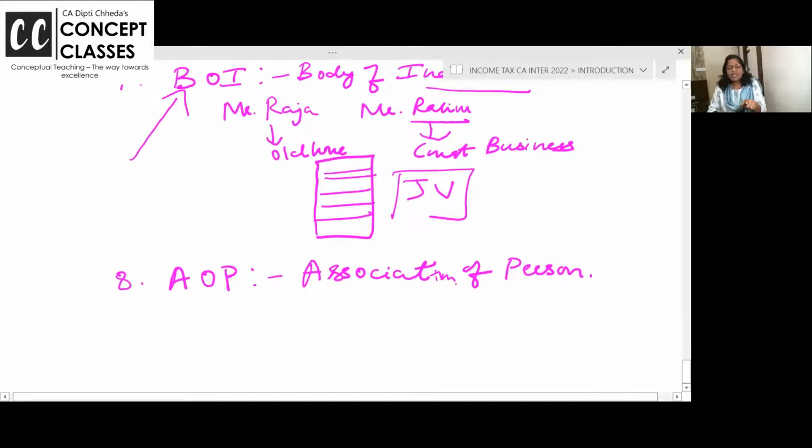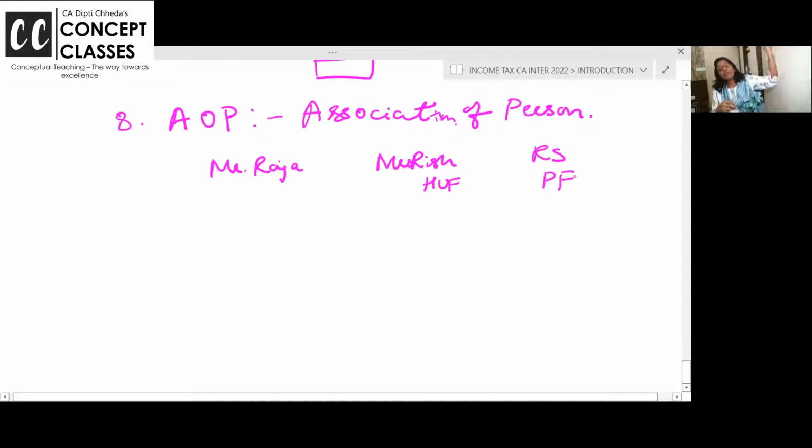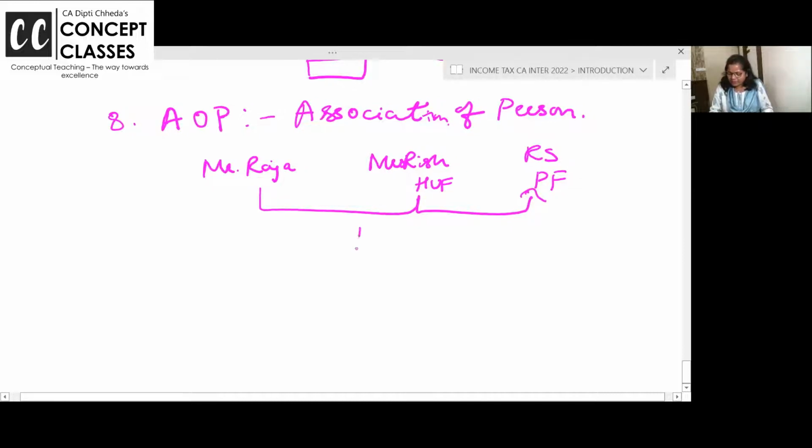Body of individuals who came together, Raja and Rahim. Now, Mr. Raja, Mr. Rishi's HUF and Ramesh Suresh's partnership firm. One partnership firm, one HUF, one individual. This is just an example. They come for a project together. They do some project together. Is this a group of people coming together?